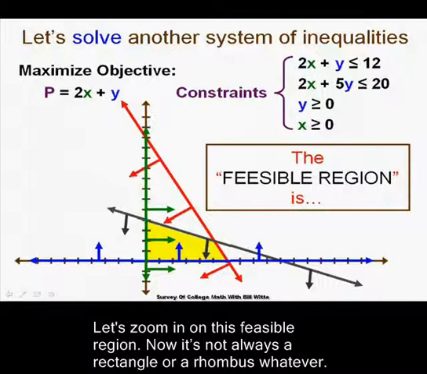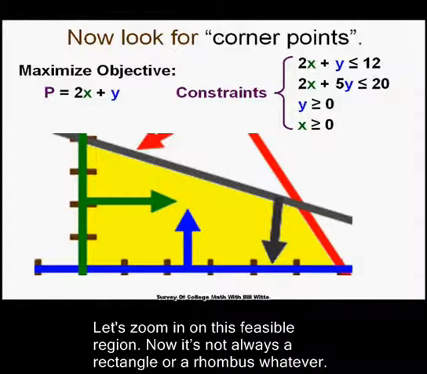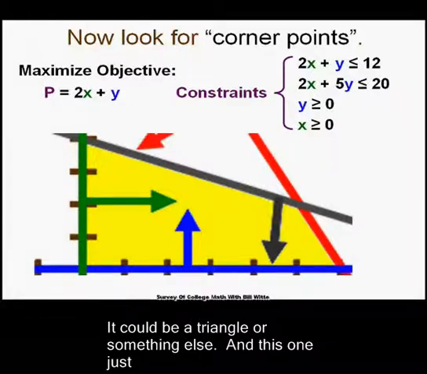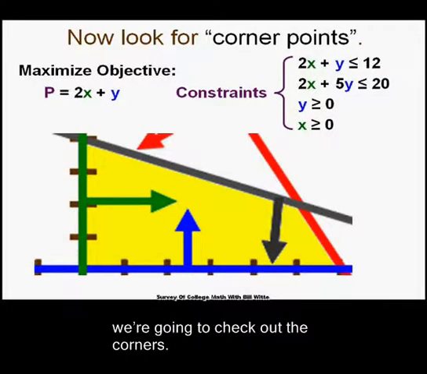Okay, let's zoom in on this feasible region. Now, it's not always a rhombus or whatever. Okay, I guess it's not always a four-sided figure. It could be a triangle sometimes. Could be a pentagon sometimes, okay? This one just happens to have 4 points again. Now remember what we do. Using the fundamental theorem, we're going to check out the corners.